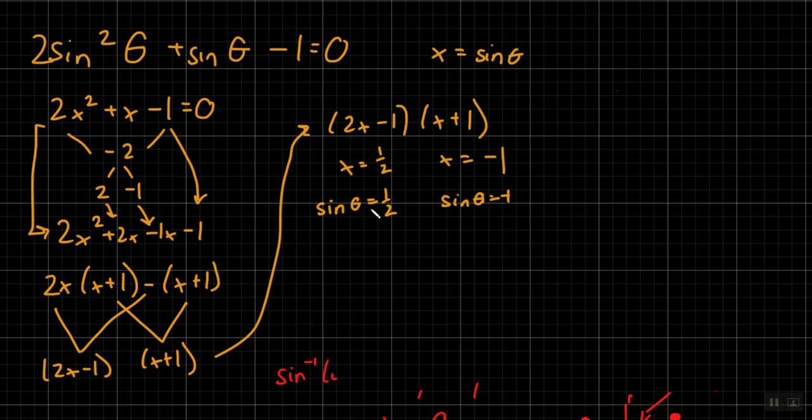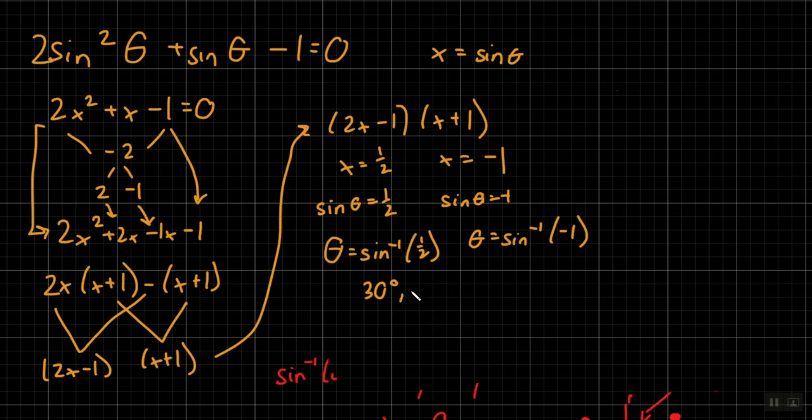Okay, I need to take the inverse of sine of both sides. So now I have theta equals inverse sine of 1/2 and theta equals sine inverse of negative 1. Because I want theta all by itself, so I have to take the inverse of both sides. So what is the sine inverse of 1/2 when we put it in a calculator? 30 degrees. Is that our only answer for that one?